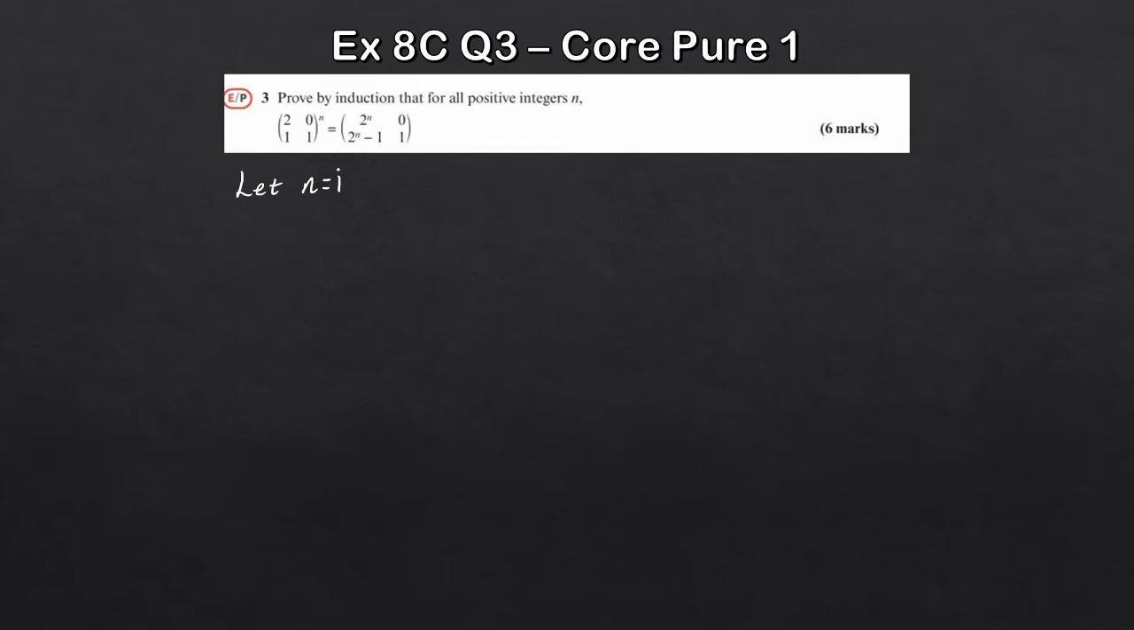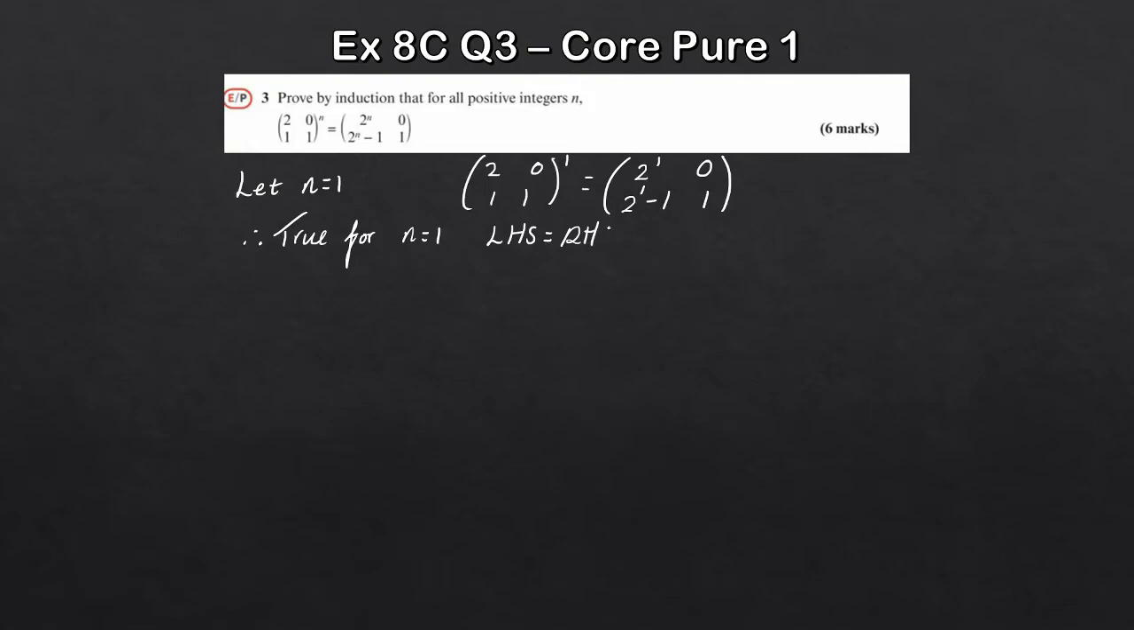So let n equal 1. Well, if n equals 1, what I get here is the matrix (2, 0, 1, 1) to the power of 1, which is just that matrix itself. This should be equal to the right-hand side, where wherever I place n, I put 1. So 2 to the 1 is just 2. 0. 2 to the 1 minus 1 gives 1, which we do get. And then 1 is clearly equal to 1. So at each part of the matrix, we get the same. Therefore it's true for n equals 1. Left-hand side is equal to right-hand side, so it has to be true for n equals 1.